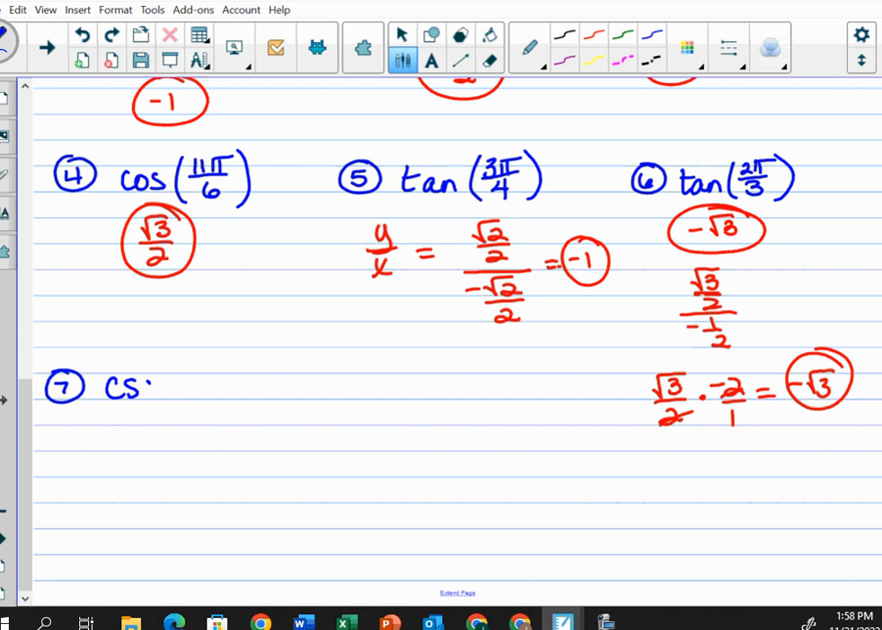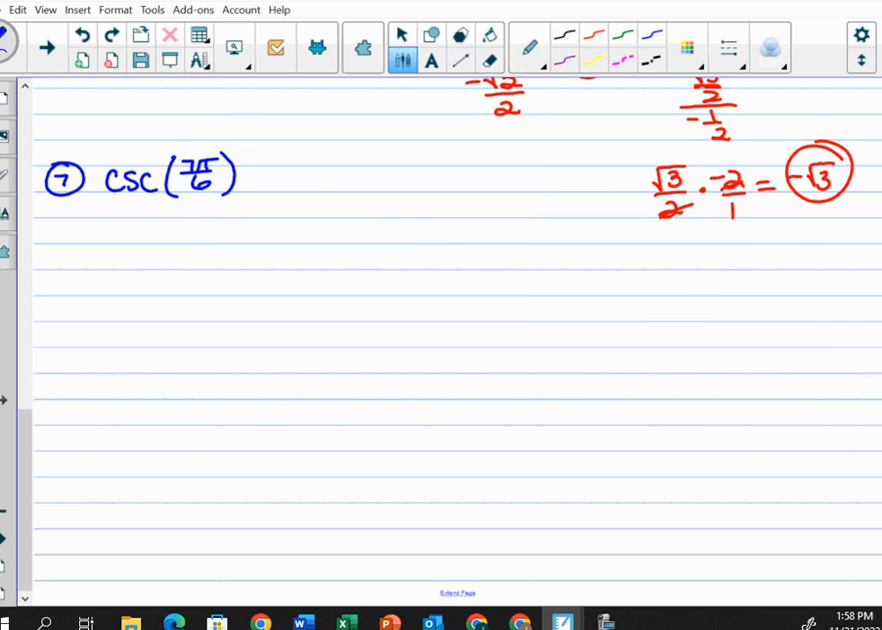Okay, let's try a cosecant question. I'll do this one with you guys. Write it down. Ready, go. Okay, what is cosecant related to? Sine. With cosecant and secant, find the sine or the cosine first. So sine of 7 pi over 6, what is that equal to? Negative 1/2. It's third quadrant, so it's going to be negative.